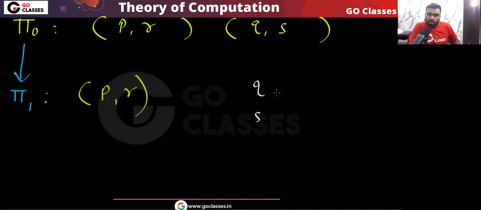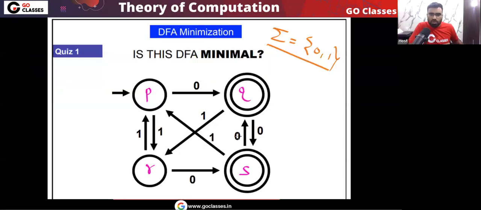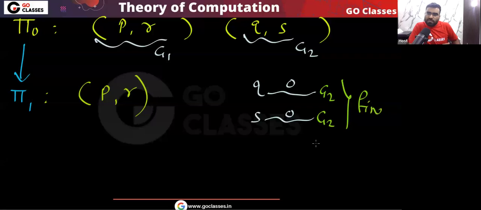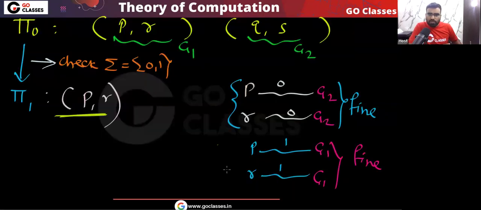Where will Q S on 0 go? Remember, we have two groups: group number 1 and group number 2. Tell me, where will Q S on 0 go? You can see both are going to group number 2. So this is also fine. You can easily see Q S on 0, they are going to group number 2.